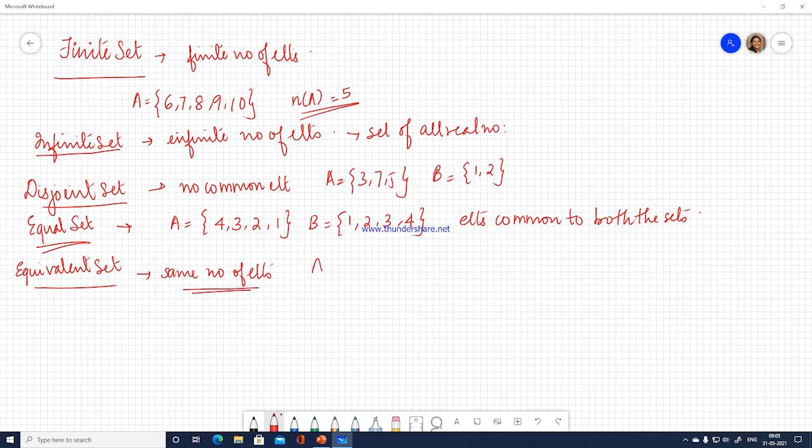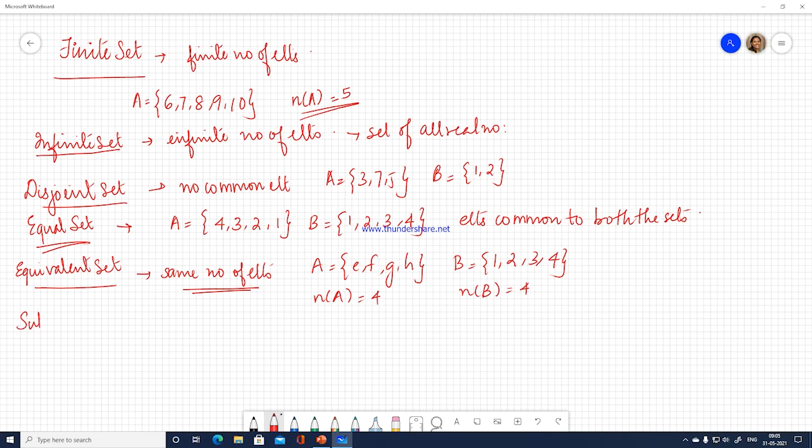For example, I represent A as E, F, G and H, whereas B is equal to 1, 2, 3, 4. So here the cardinality of this set is 4. Here as well the cardinality is 4. So the same number of elements are present in both the sets, so we can say that it is an equivalent set.